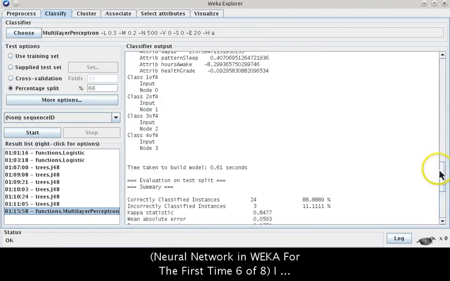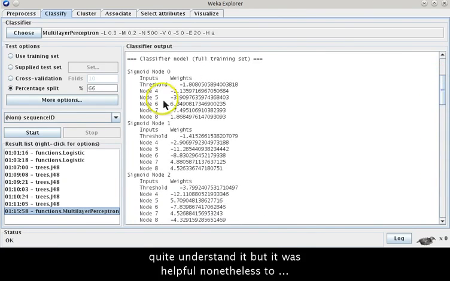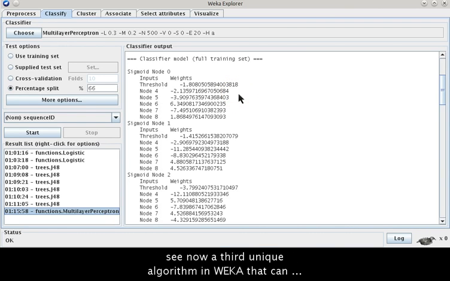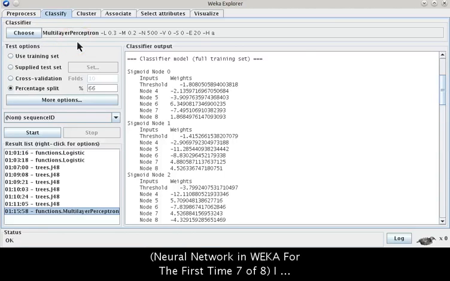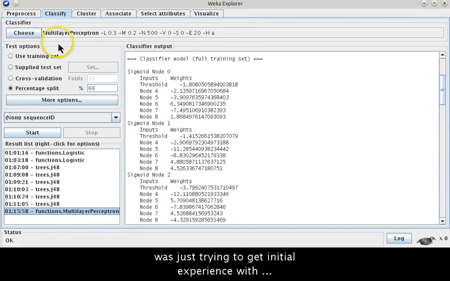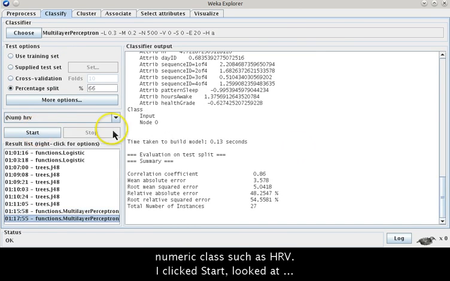I looked at the model that it built and didn't quite understand it, but it was helpful nonetheless to see now a third unique algorithm in Weka that can be used for data analysis. I was just trying to get initial experience with Weka, and thus was happy to see multi-layer perceptron, a neural network algorithm that can handle a numeric class such as HRV.